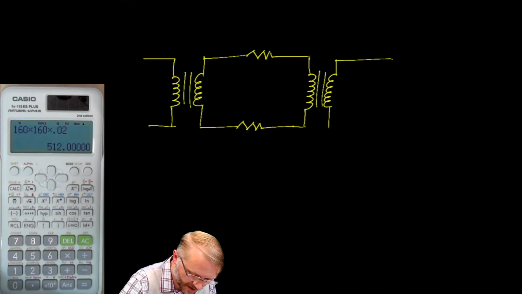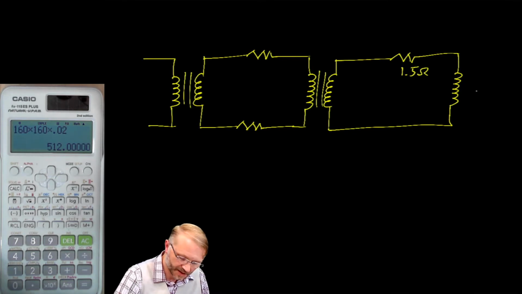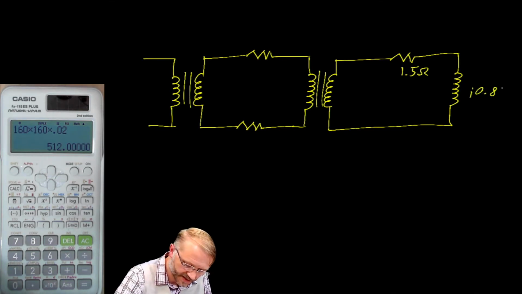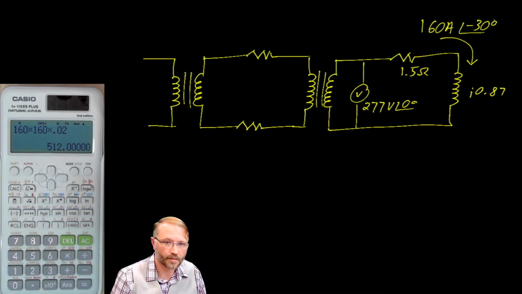To save some time, we'll assume the same conditions as our previous example, where this is 1.5 ohms and this inductor is J0.87. We'll have a voltage of 277 volts, phase angle of 0 degrees, and I believe the current was 160 amps at a phase angle of negative 30 degrees.